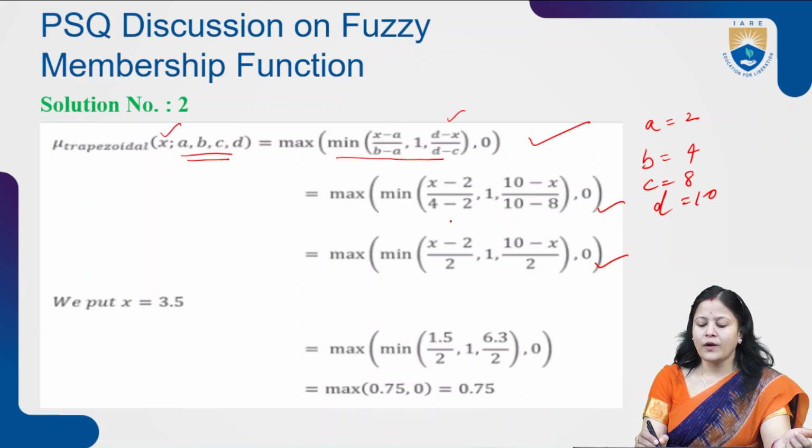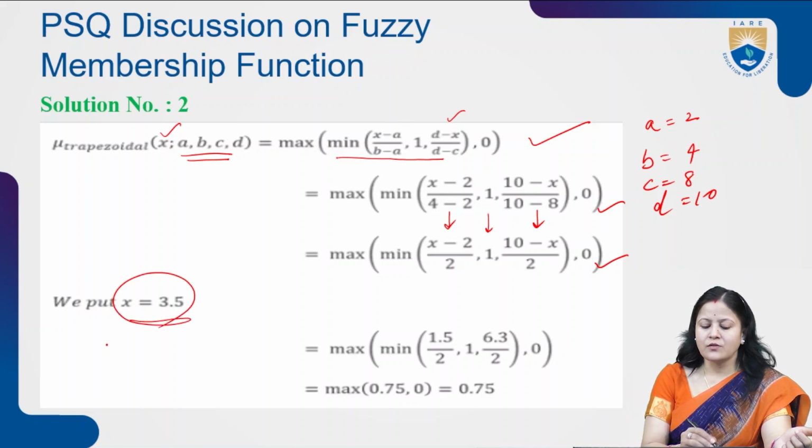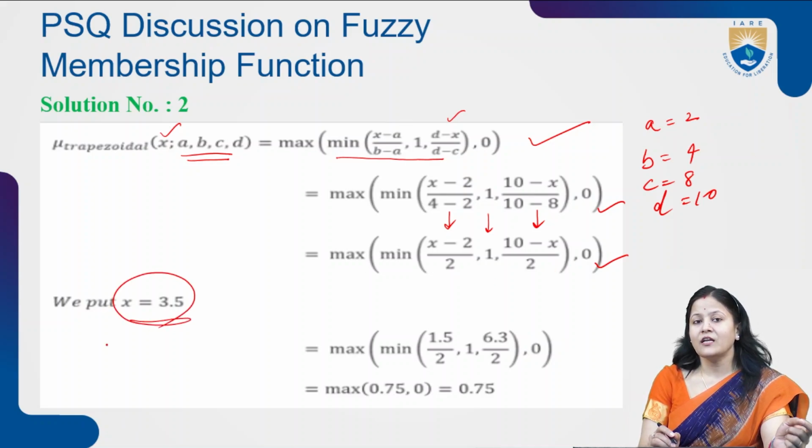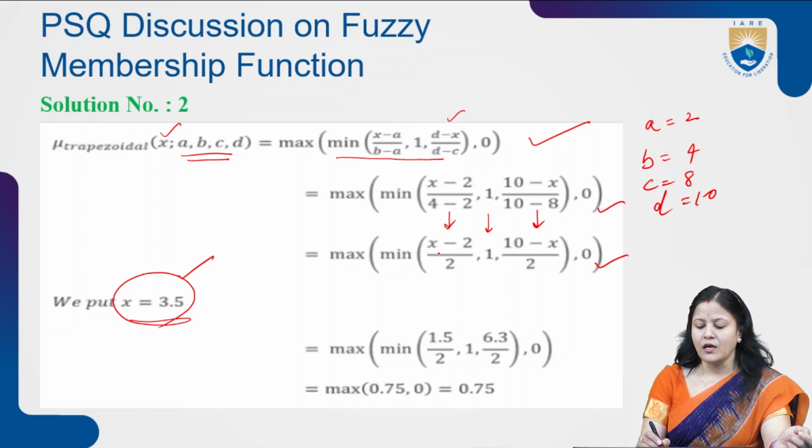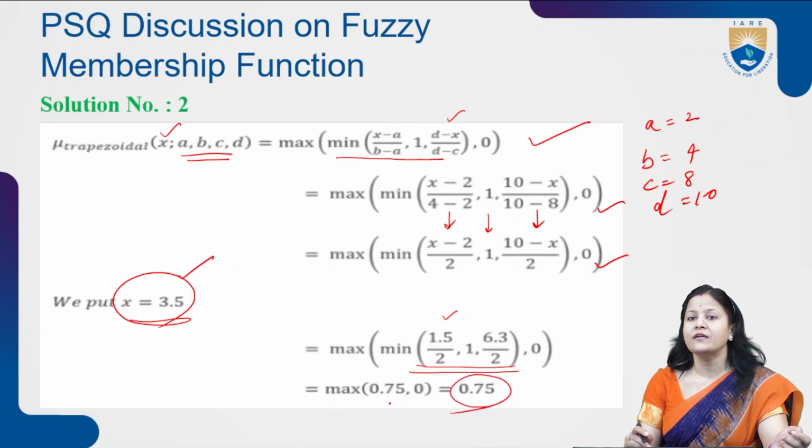Now here, this one is x minus 2 divided by 2. This one is as it is, 1. This one is 10 minus x divided by 2, whole bracket, comma 0. Now insert the value, because in our question it is given that if the value of x is 3.5, what would be the membership value? Insert the value of x as 3.5. Here you will get 1.5 divided by 2, comma 1, comma 6.5 divided by 2. Find the minimum among these three and compare with 0 and find the max value. So we will get 0.75.